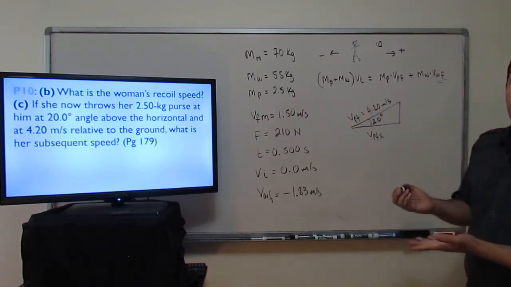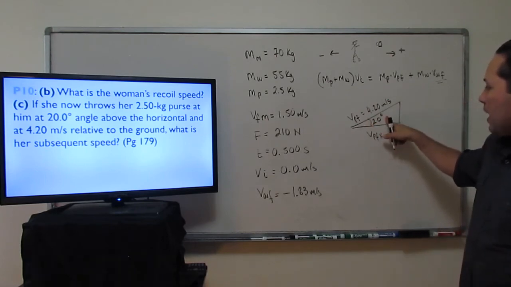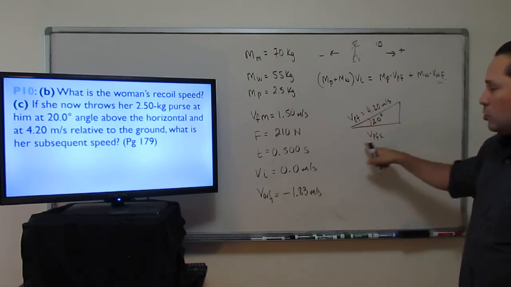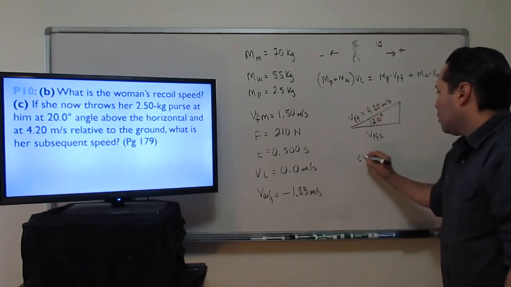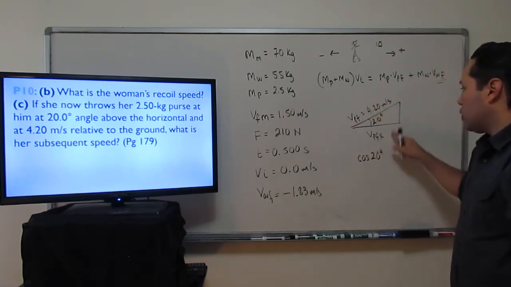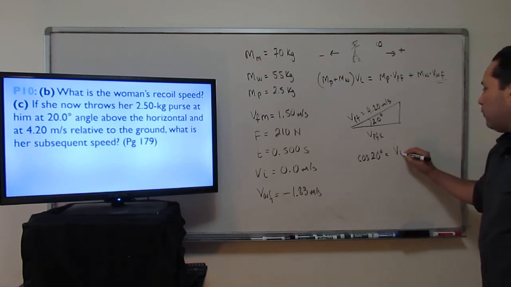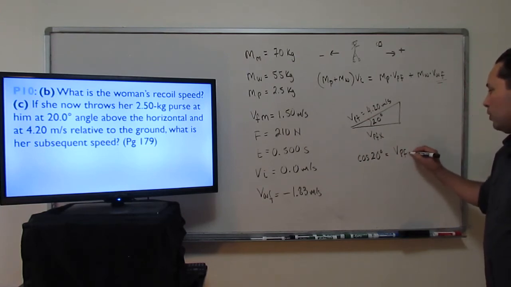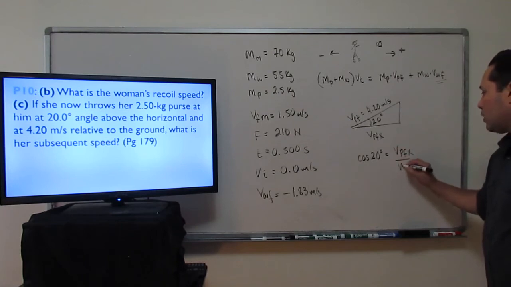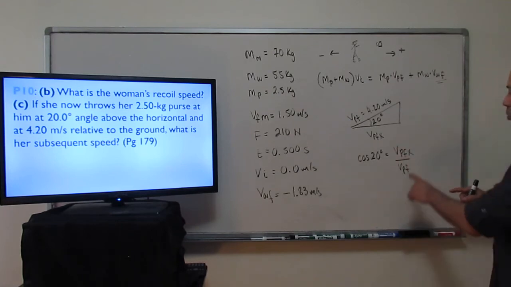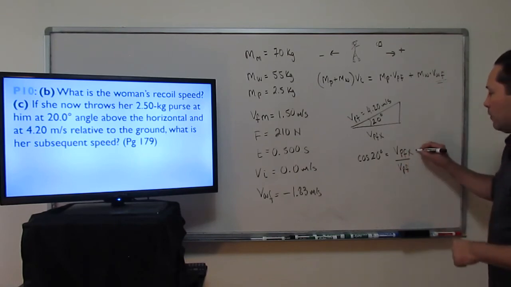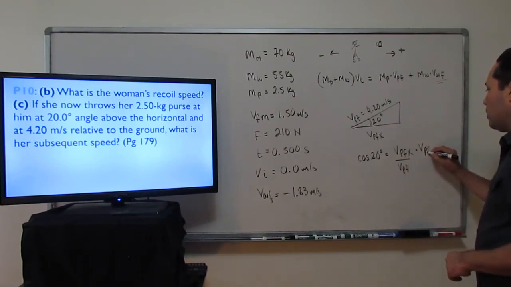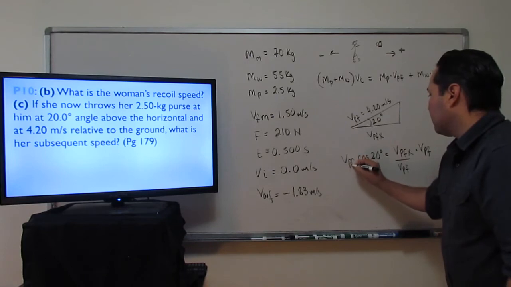So how would you plug this in? Notice that the angle is adjacent to this side, and there's the hypotenuse, so it's going to be cosine of 20, because they are adjacent. It's equal to velocity of the purse final on the x-axis over velocity of the purse final. So again, to isolate the velocity of the purse final on the x-axis, we're going to multiply by velocity of the purse final on both sides.